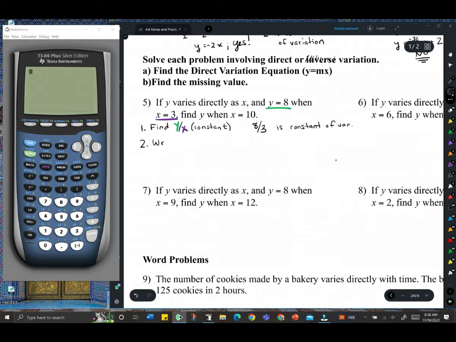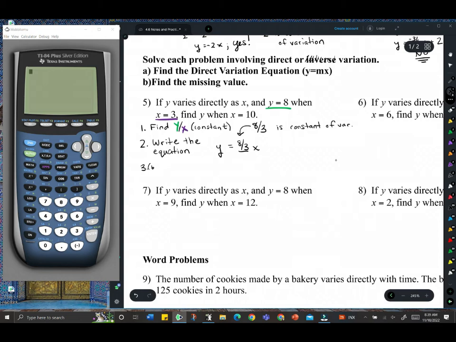So step 2 is to write the equation. I would like you to write the equation for the direct variation. That is y is equal to 8/3 times x. You just put that constant in for the equation, and that's it.